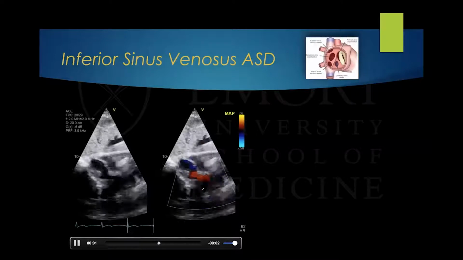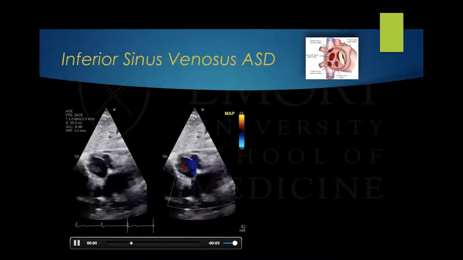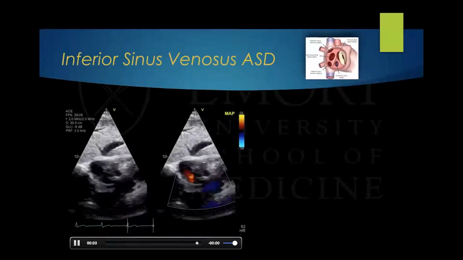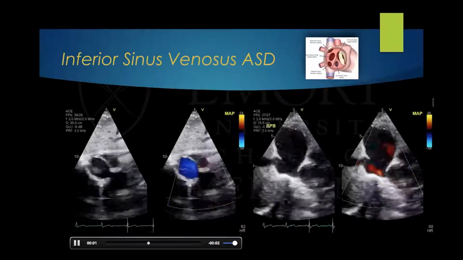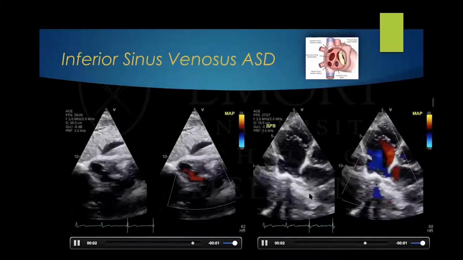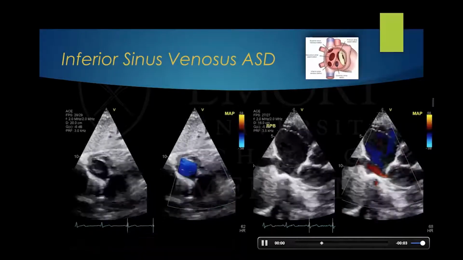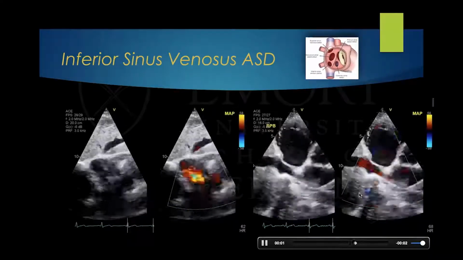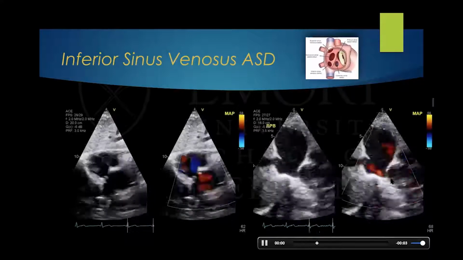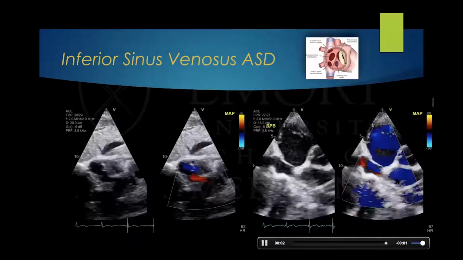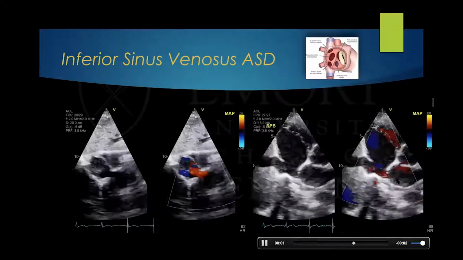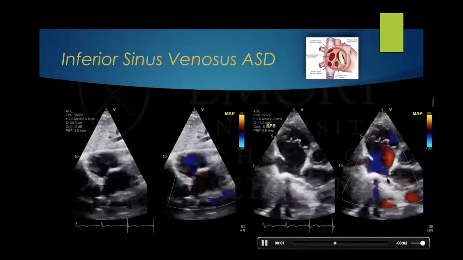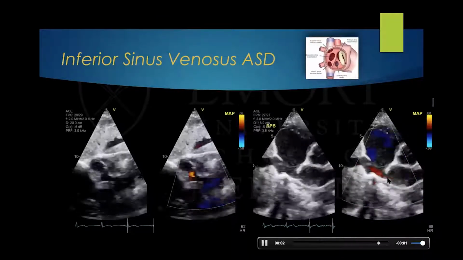and the best way to look at this are the subcostal views near where your IVC is draining. In the right parasternal views is a key view because we can appreciate the right atrium, the inferior vena cava, and this defect along the inferior sinus venosus. And the color, of course, will let you see the left to right shunt or right to left if it's present.